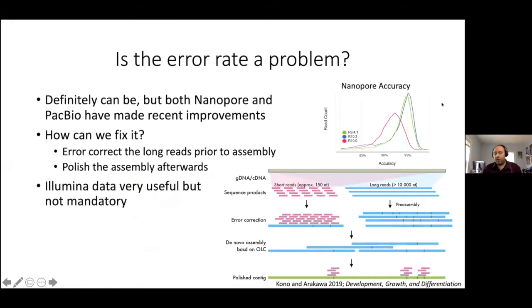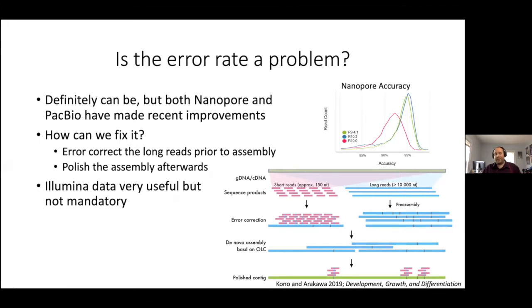I mentioned a little bit earlier, and Fei did as well, about the error rate for Nanopore and some of the PacBio. Can it be a problem? It definitely can be, but both of the third generation technologies have made vast improvements on their error rate. Neither of them are quite to Illumina standards, so I think the HiFi is getting close.